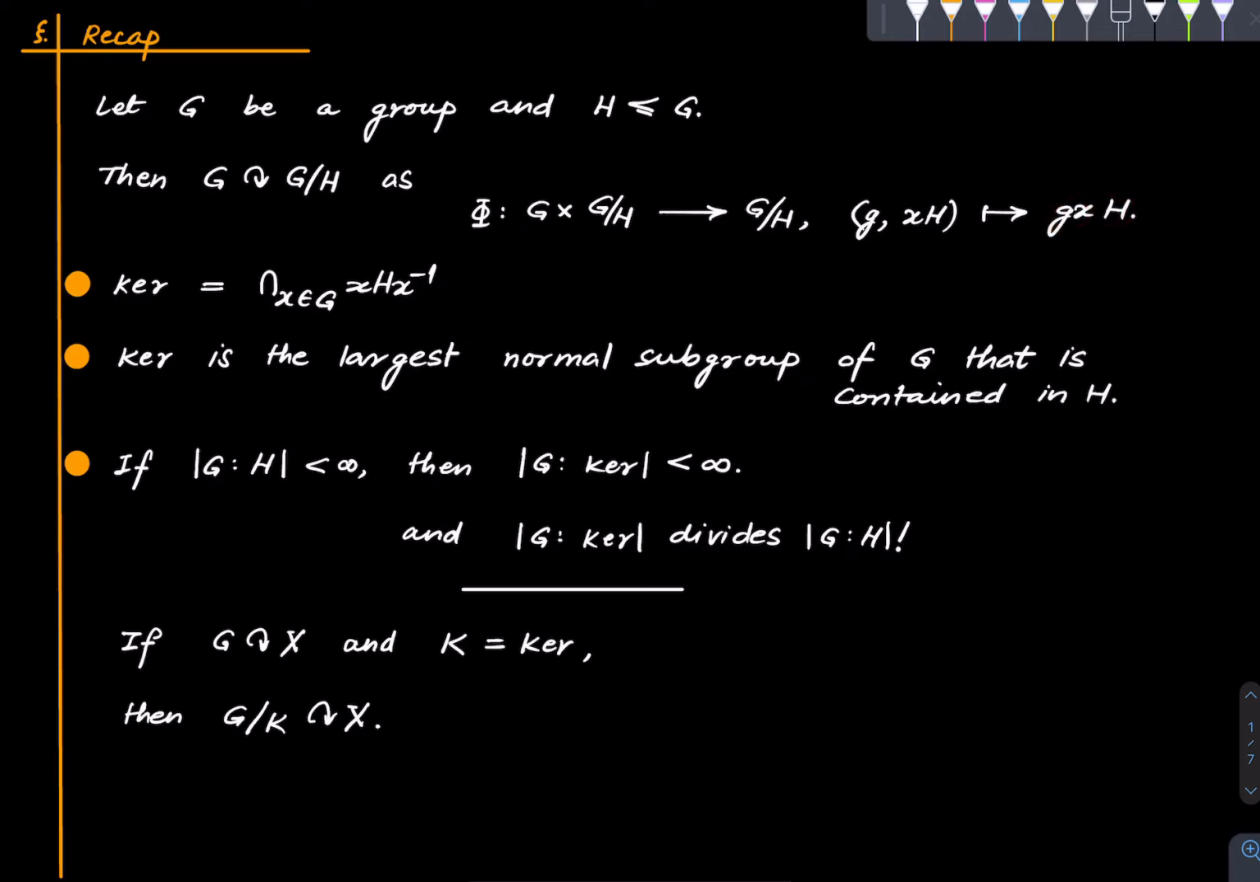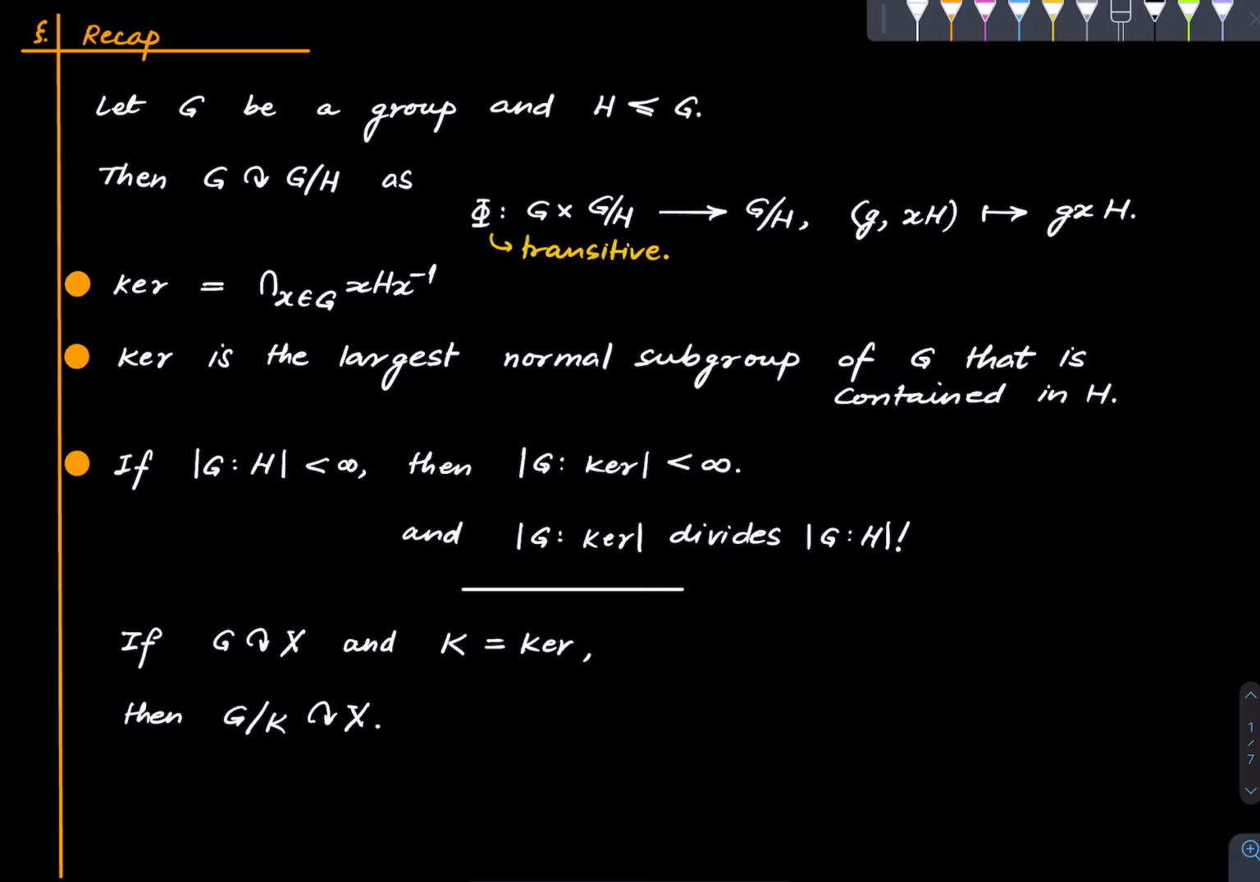All right, so this is a transitive action. Perhaps I didn't say that, but it is clear that this is a transitive action. Its kernel, we observed, is equal to the intersection of all the conjugates of H. We noticed that it is the largest normal subgroup of G which is contained in H. It is a normal subgroup of G simply because it is the kernel of a group homomorphism, but it is actually the largest normal subgroup of G that is contained in the subgroup H.